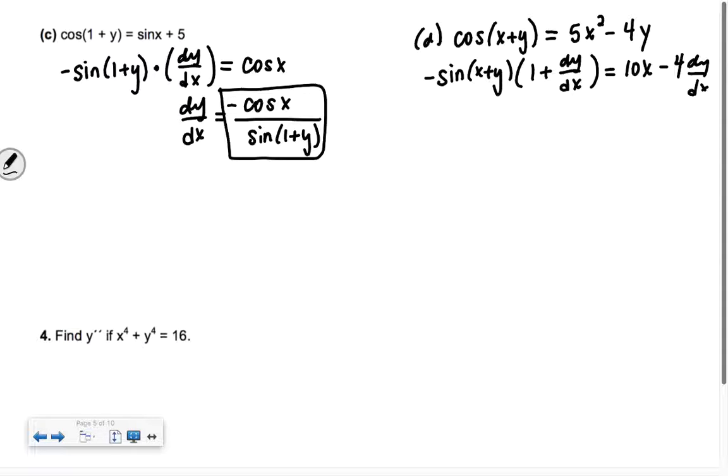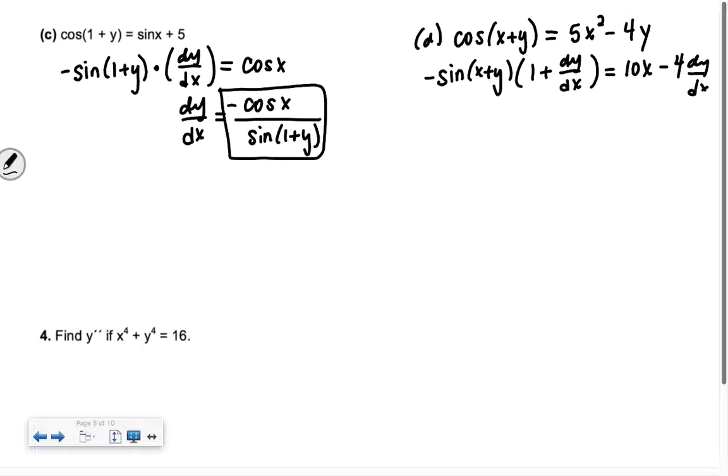When you're solving for dy over dx, it's actually kind of tricky. Do you guys see it? Think about how you would solve for dy over dx. It's hard because I have a dy over dx on both sides, so I know I want to get them on one side. But then the dy over dx is inside that parenthesis being multiplied by negative sine of x plus y. Does anybody have any ideas on how we would solve for that?